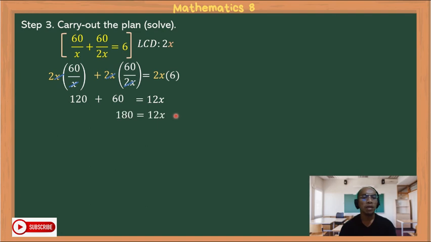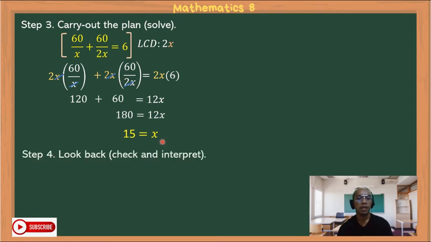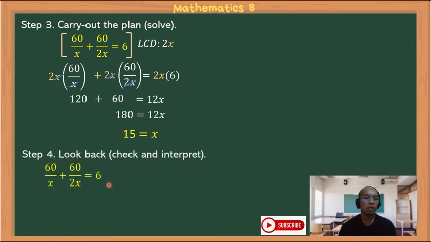So further simplification. 120 plus 60 is equal to 180. And that is equal to 12x. So divide 12 both sides of the equation to solve for x. So x is equal to 15. So we are going to check whether this value satisfies the given condition. So if x is equal to 15, substitute.